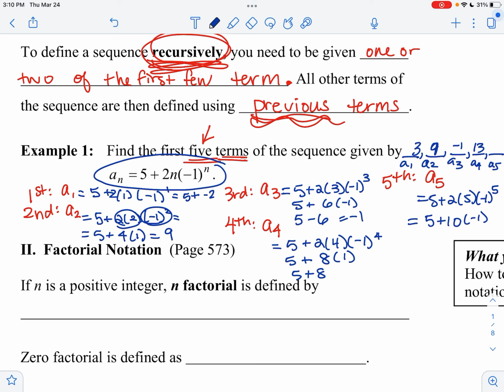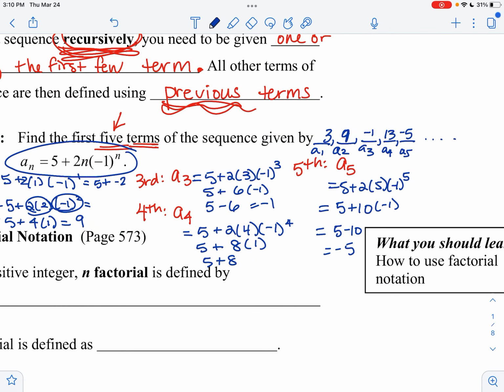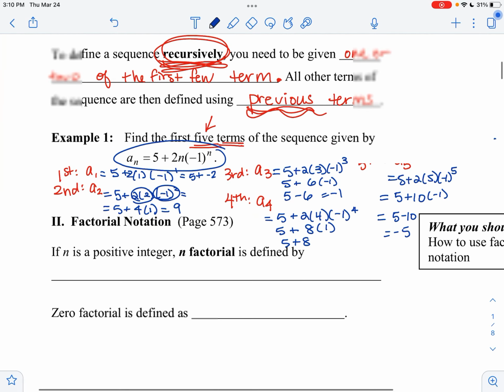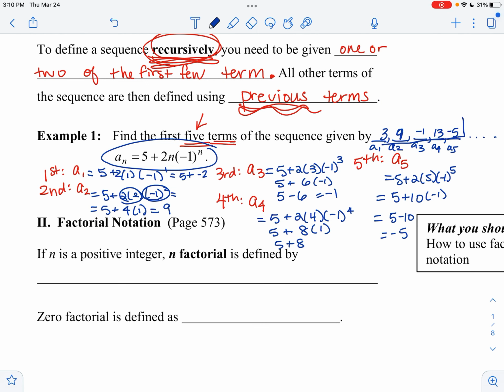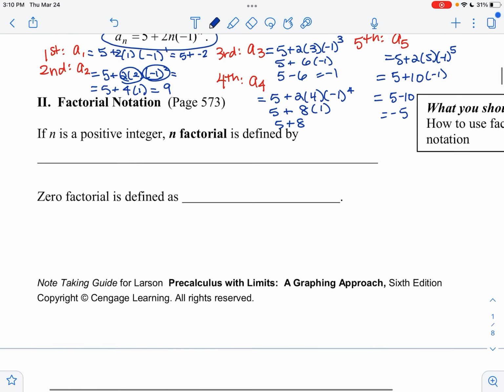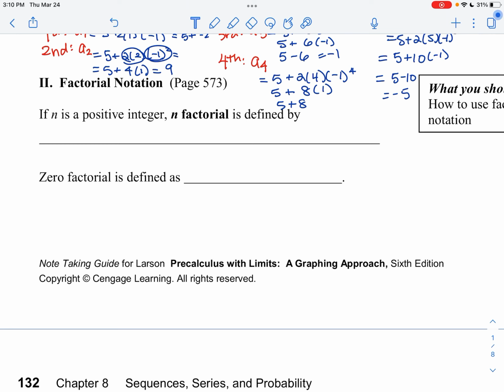-1 to the fifth power is just -1. So we end up with 5 minus 10 is -5. And then it can keep going on from there, but since we're just looking for the first 5 terms, these are them. Let's talk about factorial notation now.